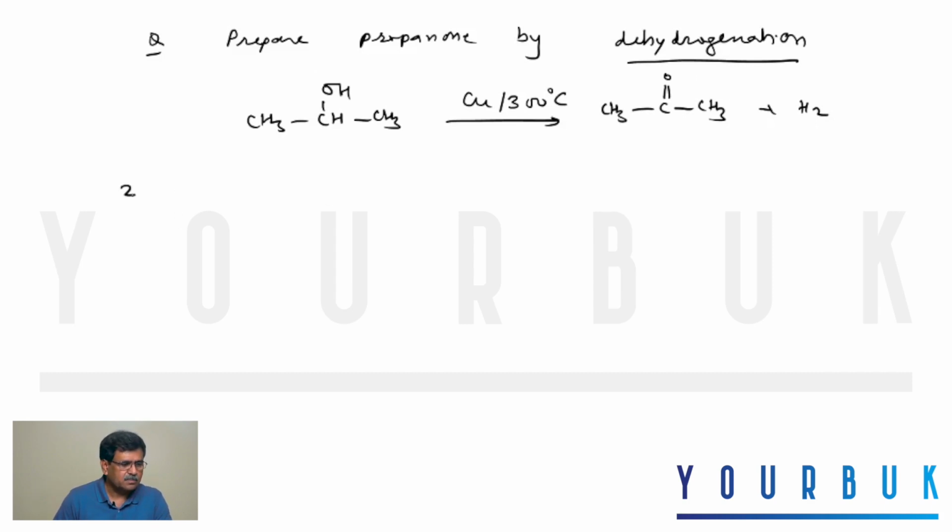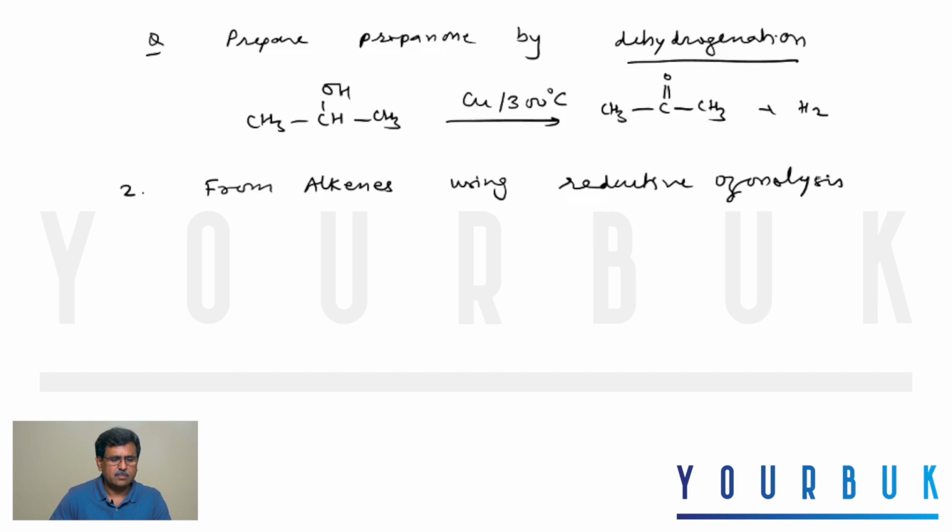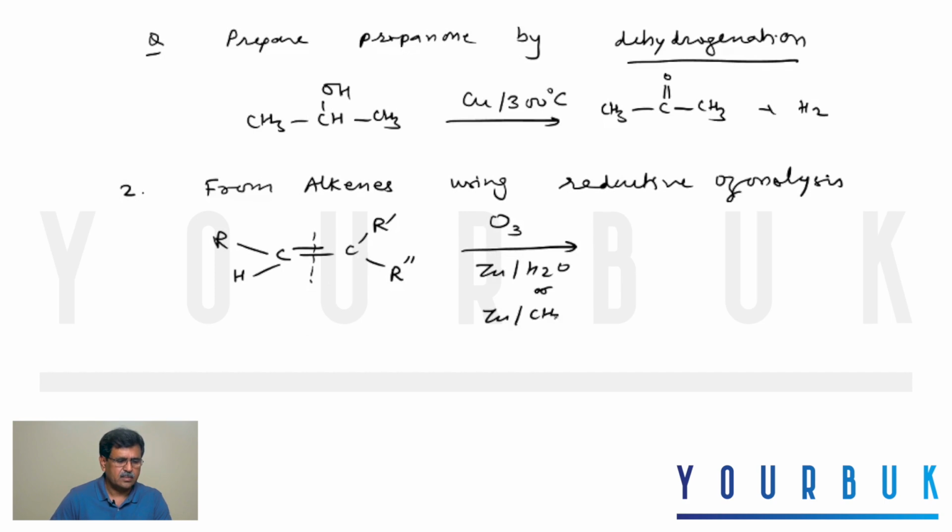Now the second method is from alkenes using reductive ozonolysis. In this case, the final product depends on the structure of the parent alkene. You just remember one line, that ozone attacks only at the double bonded carbons. So we write ozone followed by a reaction with zinc and water or zinc and acetic acid. And this ozone oxidizes only the double bonded carbon.